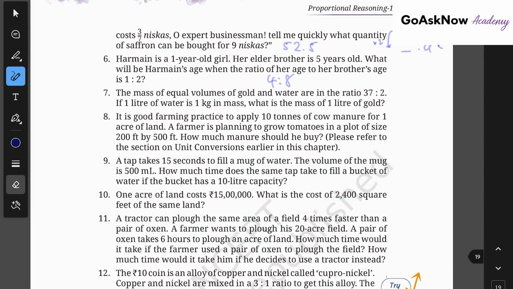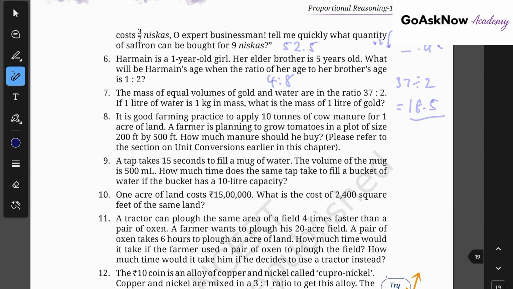Next question, 7. The mass of equal volumes of gold and water are in the ratio of 37:2. If 1 liter of water is 1 kg in mass, what is the mass of 1 liter of gold? So since we know there's 2 units of water and 1 liter of water is 1 kg of mass, to find 1 liter of gold we have to do 37 divided by 2, which gives you 18.5. So that's your answer.